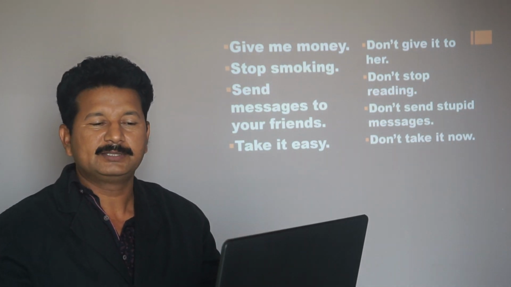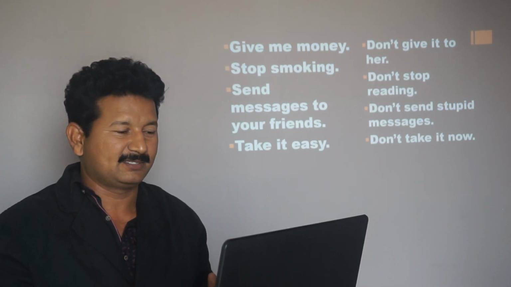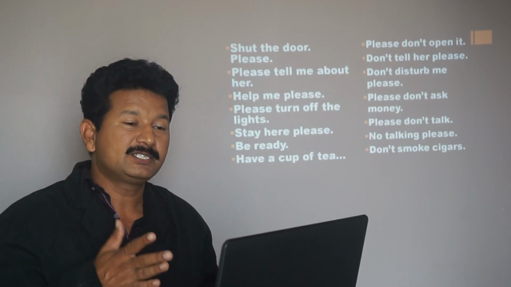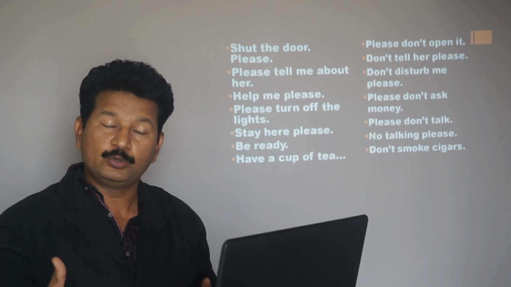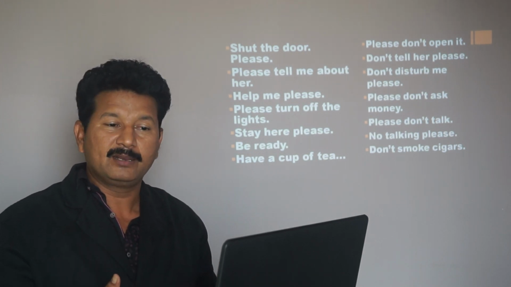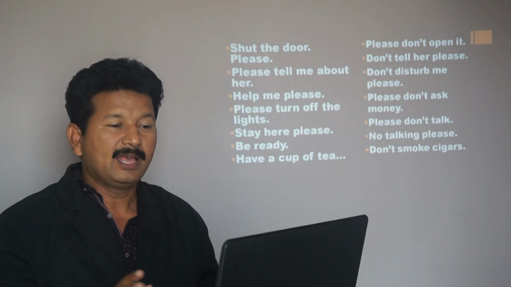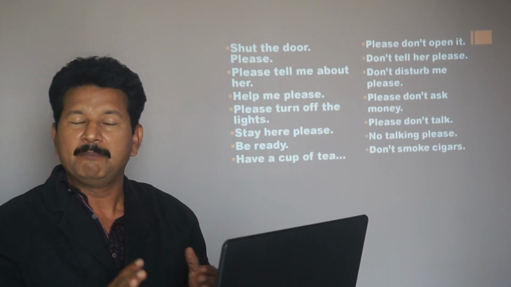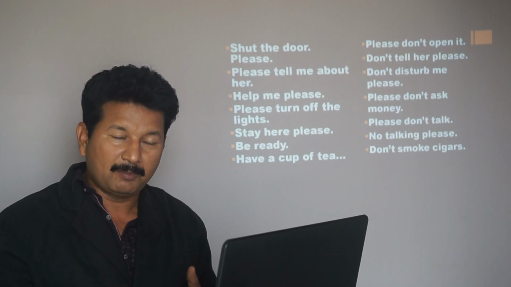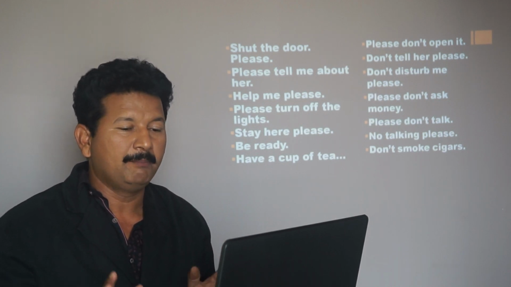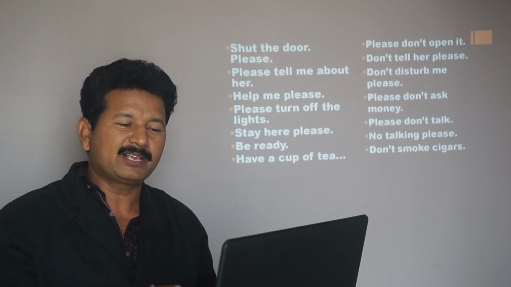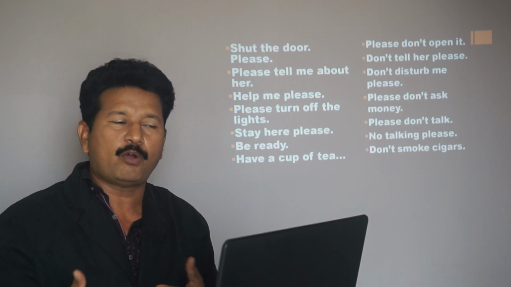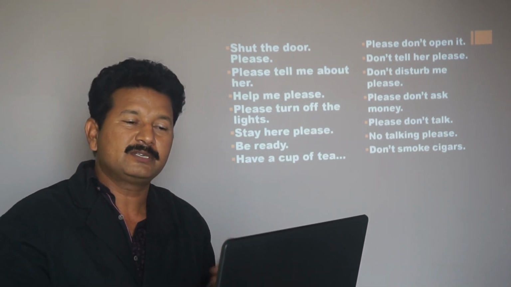Send messages to your friends, don't send stupid messages. Take it easy, don't take it now. You can even use shut the door, please. Please don't open it. Please tell me about her. Don't tell her, please. Help me, please. Don't disturb me, please. Or you can say, please turn off the lights. Please don't ask money. Stay here, please. Please don't talk. Be ready. No talking, please. Have a cup of tea. Don't smoke cigarettes. So this is how you can continue with a lot of positive and negative instructions.